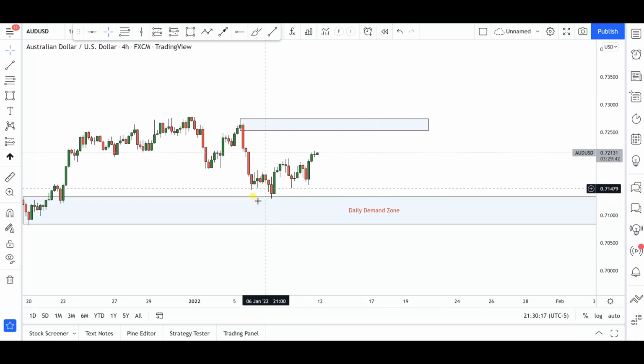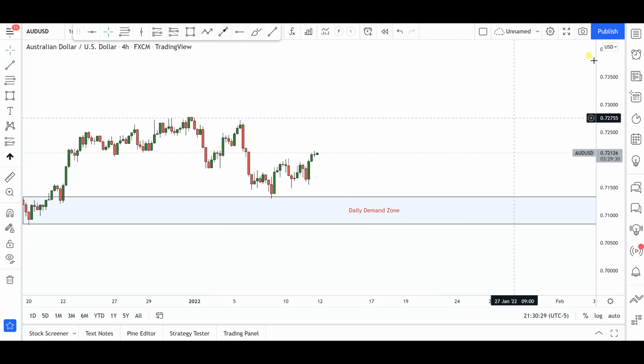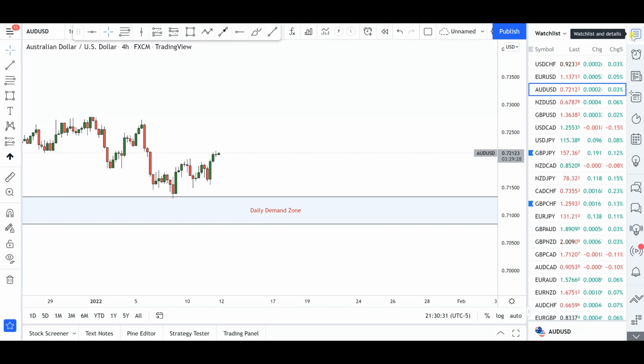But it's not the clearest, it's not one that I'm going to be willing to take a trade off of, because price is clearly bouncing off of the demand zone from the daily time frame. So I'm not so keen on going short from this particular level. I just wanted to point that out. So just no clear levels on the Australian dollar US dollar based on the way that I trade.